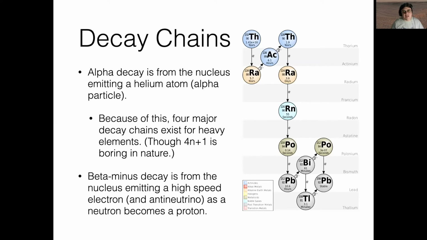So anything that has an atomic number that's too heavy needs to decay by alpha particles. Anything heavier than lead with an atomic mass that is divisible by 4 will follow this decay chain. It's called the 4n decay chain. And there's a 4n plus 1, 4n plus 2, 4n plus 3. 4n plus 1 is kind of boring. The other 3 are similar. They take heavy stuff like thorium and uranium, which are radioactive but have really long half-lives, and take it down to lead, the last stable isotope.